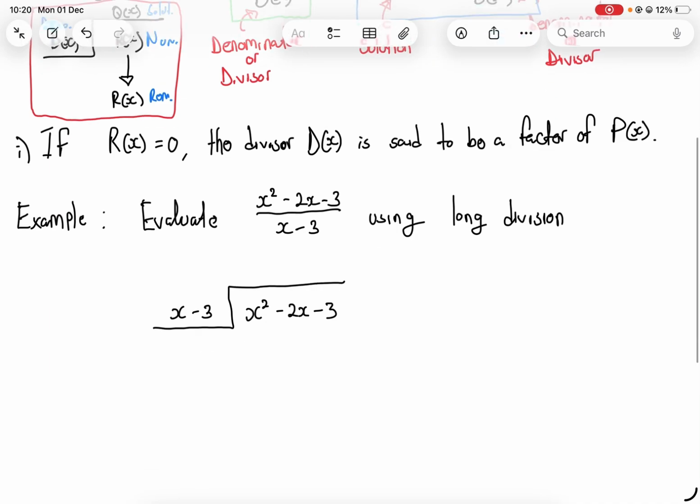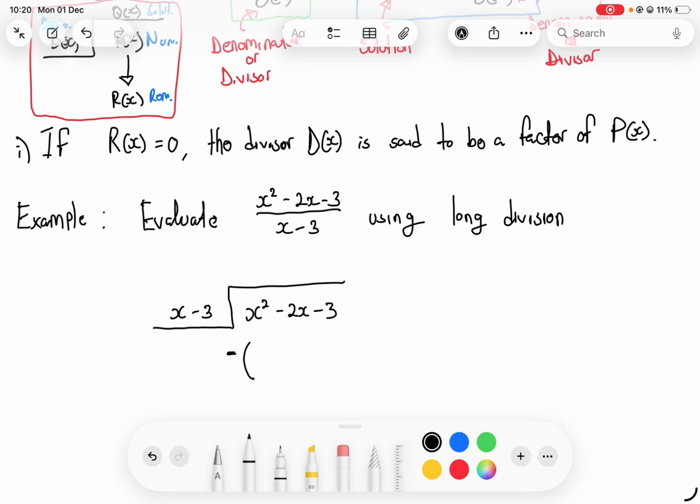So first step, it's to place a minus sign below here and open a bracket. Then the next step is to check the highest power of each function, or the highest degree. So here on this function, the highest degree of x is 2. Since we have x squared here, it is the highest degree.